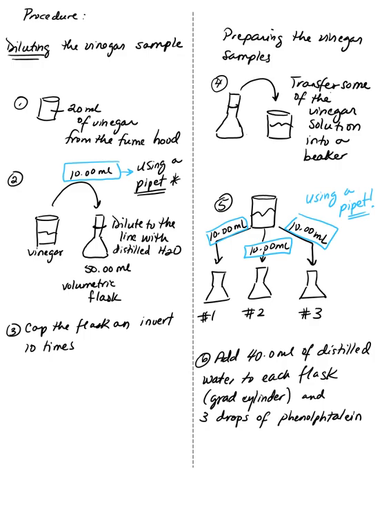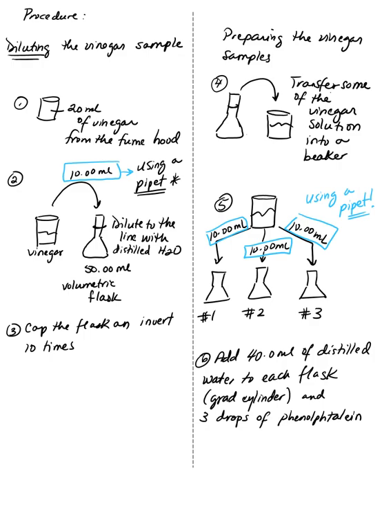Once you have your 10 milliliters diluted all the way to the line with distilled water, cap your volumetric flask and then invert the flask at least 10 times. That's to mix all the vinegar and the water that you're using. Now that diluted solution is the one that we're using to prepare the samples that we're titrating.